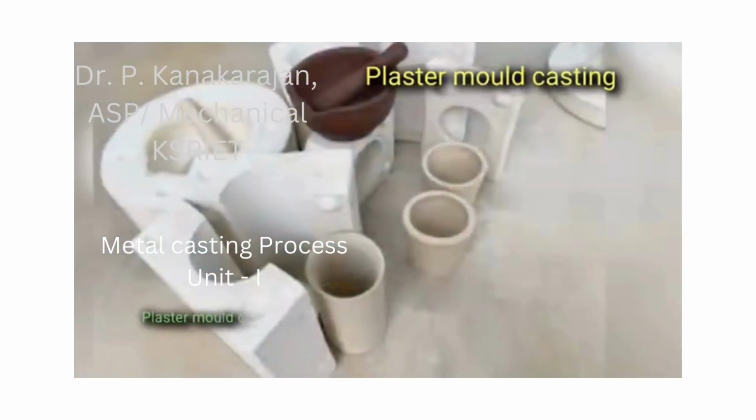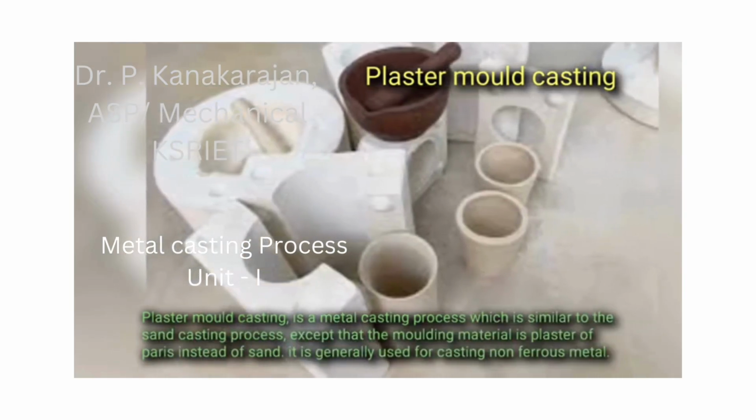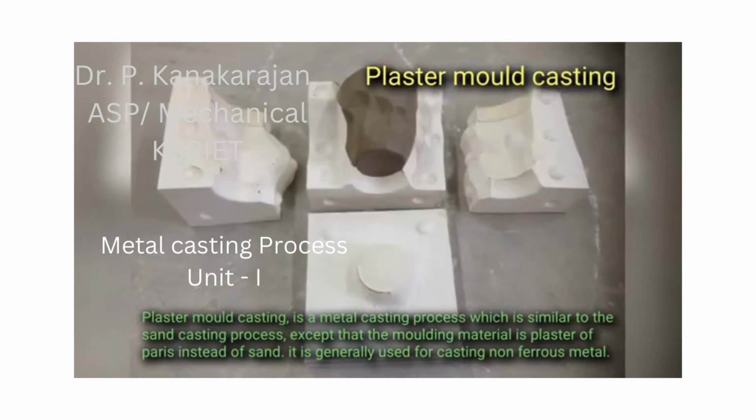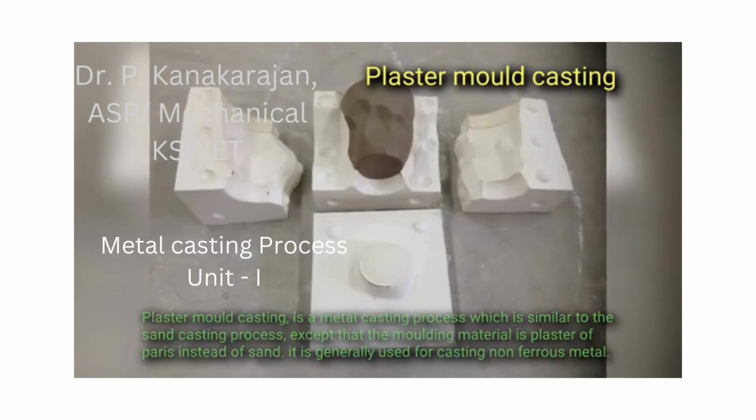Plaster mold casting. Plaster mold casting is a metal casting process which is similar to the sand casting process, except that the molding material is plaster of Paris instead of sand. It is generally used for casting non-ferrous metals.